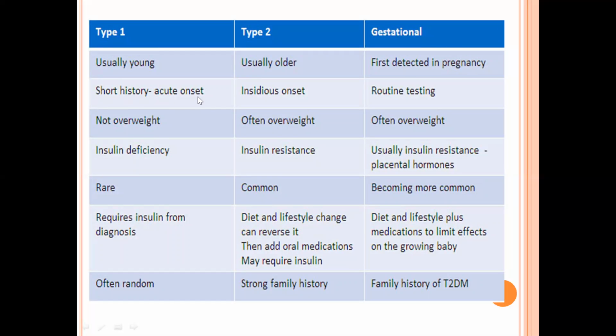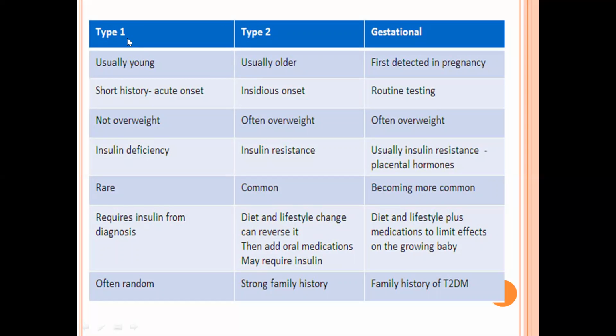Type 1 has a short history and an acute, sudden onset, and you see type 2 has an insidious onset. Slowly the onset of type 2 occurs generally. We need to do routine testing to find out whether a particular woman is having diabetes or not. Only when we do routine testing will we get to know that. Type 1 is not due to overweight, but type 2 is due to overweight, and gestational diabetes is also due to overweight.